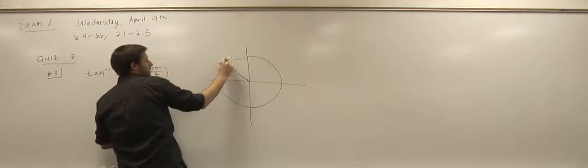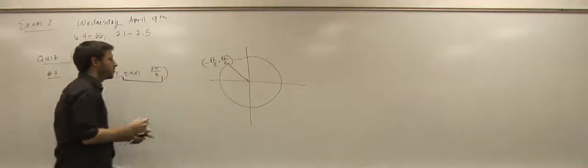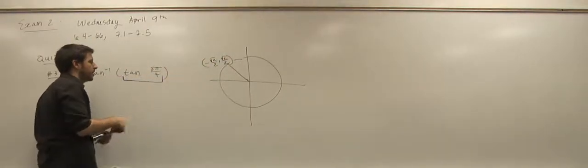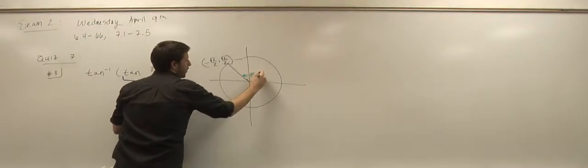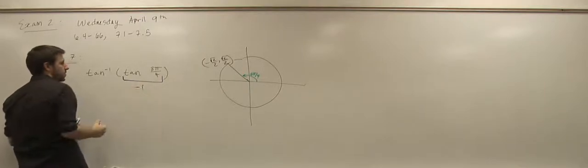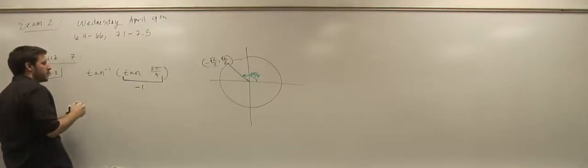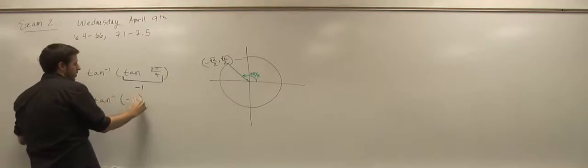3 pi over 4 is in the second quadrant. It has an x and a y value of root 2 over 2, root 2 over 2 with a negative. So what's the tangent at 3 pi over 4? Negative 1. So when you plug in 3 pi over 4 to tangent, you get out negative 1. So this becomes negative 1, which means I now have to evaluate tangent inverse of negative 1.